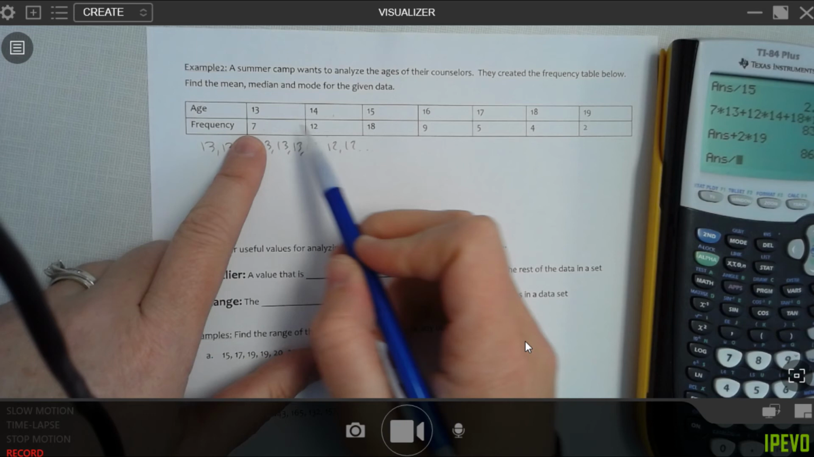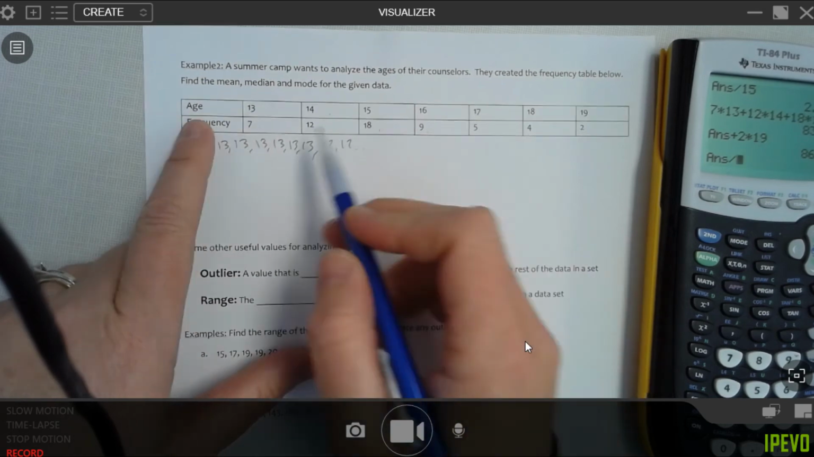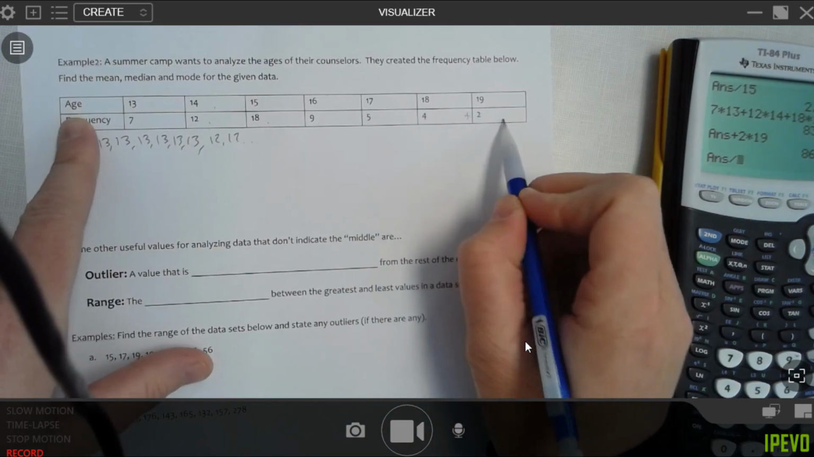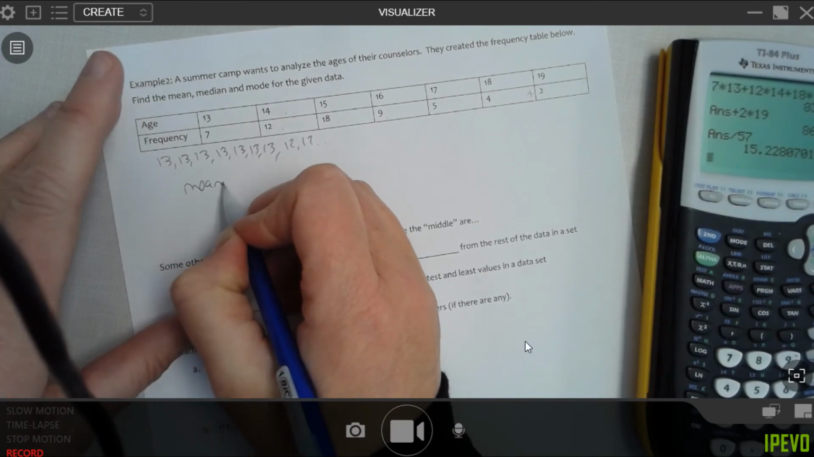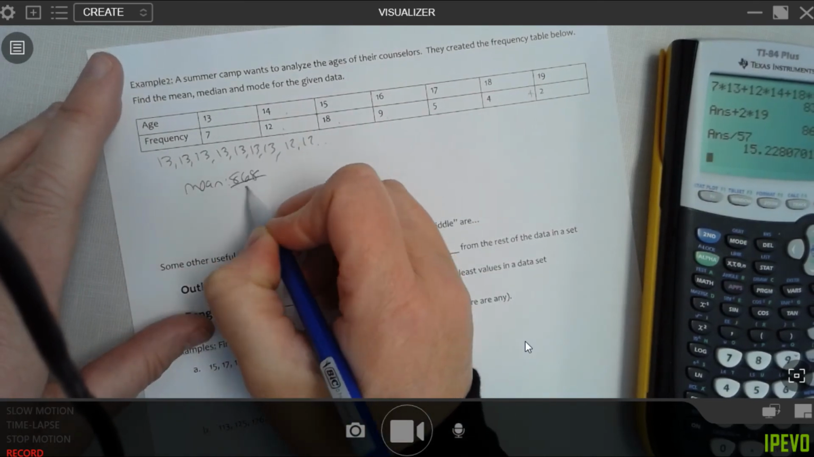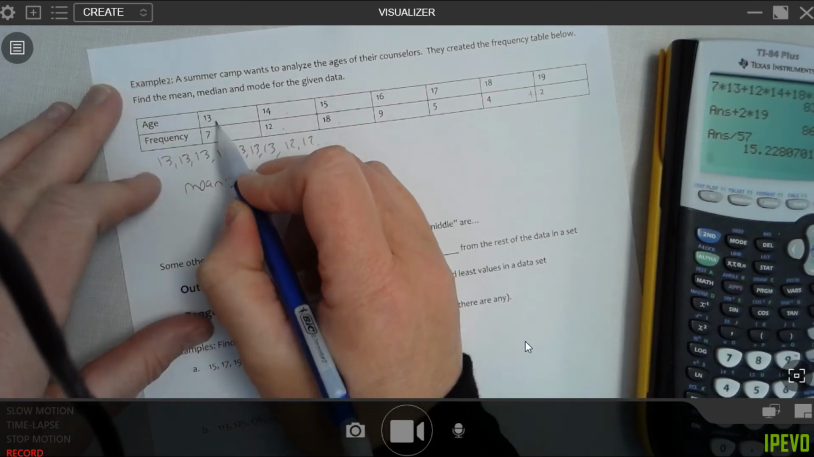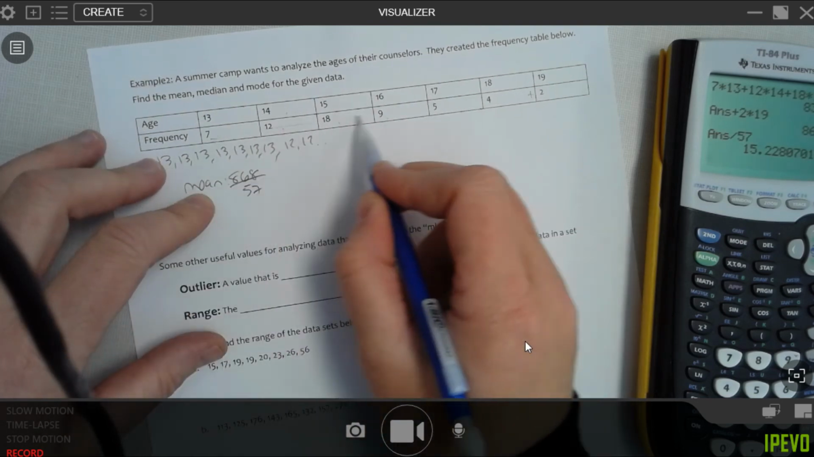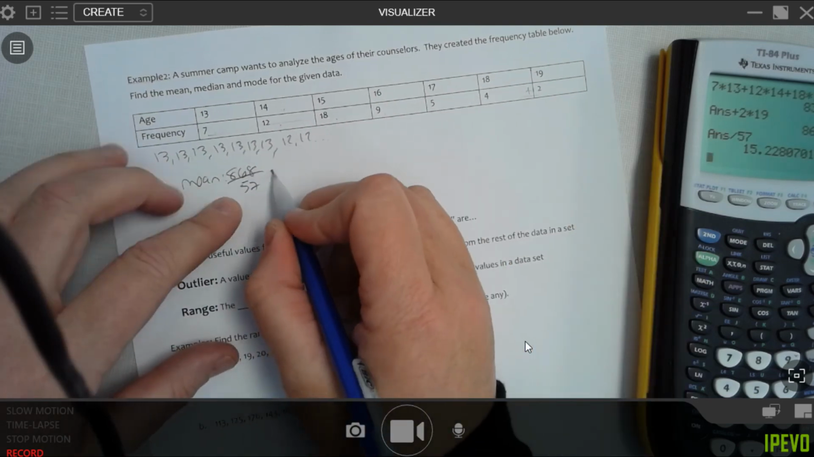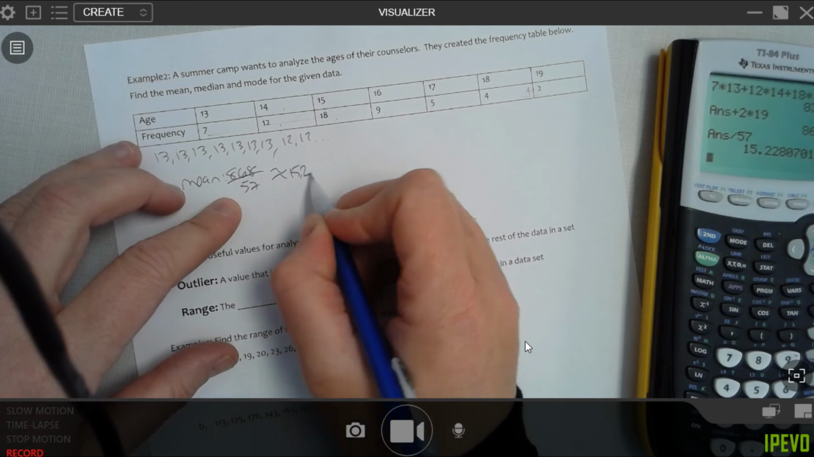So add up 7. I already added them up. So you're adding up all these numbers down here, and that's what we're dividing by, and there's 57 of those. So your mean is 868 over 57. So we multiplied here and then added them all up and then added these up to get the 57. So you're adding the bottom row up, frequency. So that's about 15.23.